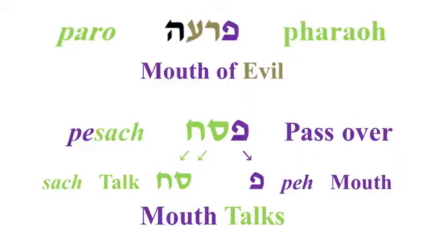Jews ask this question every year at Passover. Why do we celebrate this? And the mouth talks, Pesach. They tell their children, and their children tell their children. And it's been going on forever, as the verse says. Beautiful. Quite a difference compared to Pharaoh, the mouth of evil, versus Passover, the mouth talks. Love it.